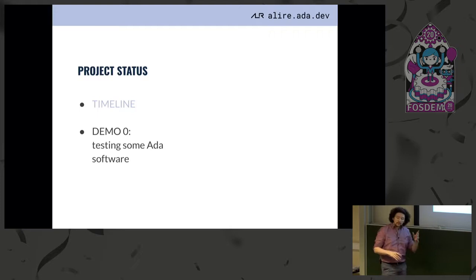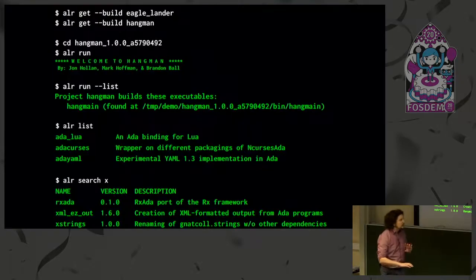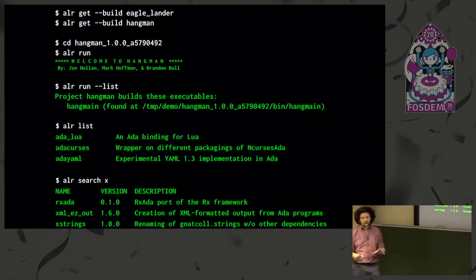You are going to see two demos. I had planned to do a little demonstration, but the computer is offline. I'm not going to do it. But the gist of this demonstration was that even if you are not an ADA developer, or you don't want to use ADA dependencies, Alire may serve to test ADA software in a simple way. By using the get command, you retrieve all the sources needed to build a project with all the dependencies, and you can test it immediately.